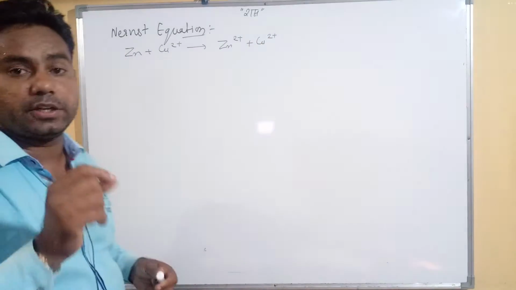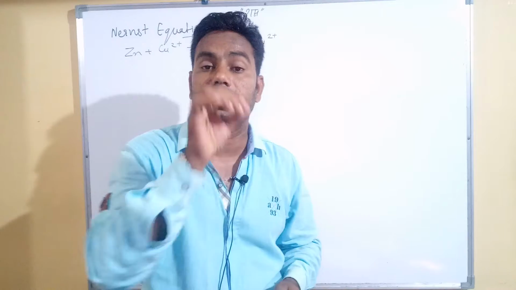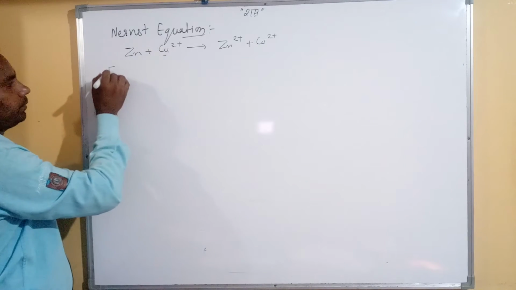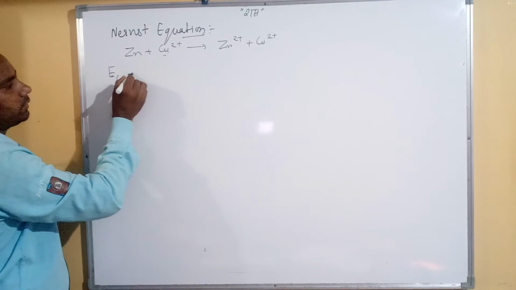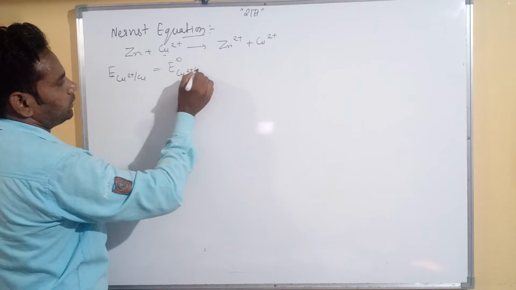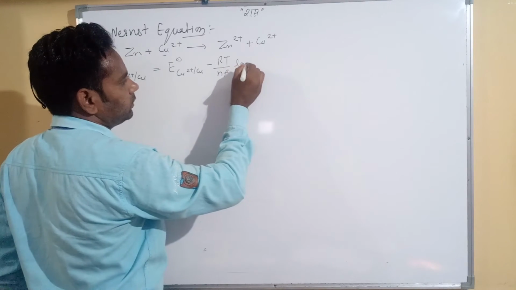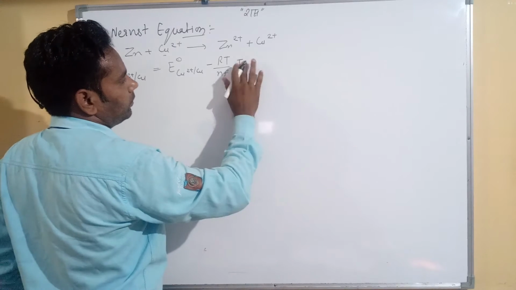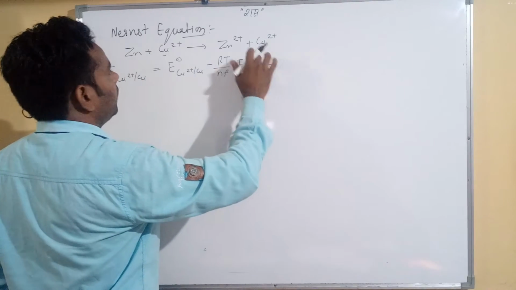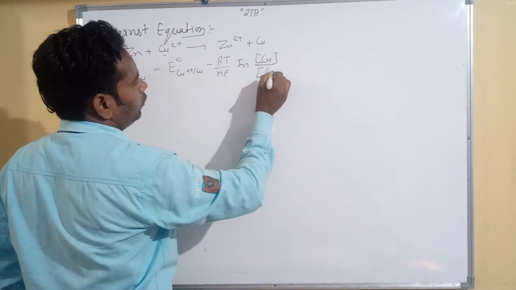But we know that the Nernst equation is written only for reduction potential, reduction reaction. So first I write the Nernst equation for copper: E Cu2+ to Cu is equal to E naught Cu2+ upon Cu minus RT upon nF ln of product concentration upon reactant concentration. So our product, I have written it wrong here, is Cu concentration upon Cu2+ concentration.